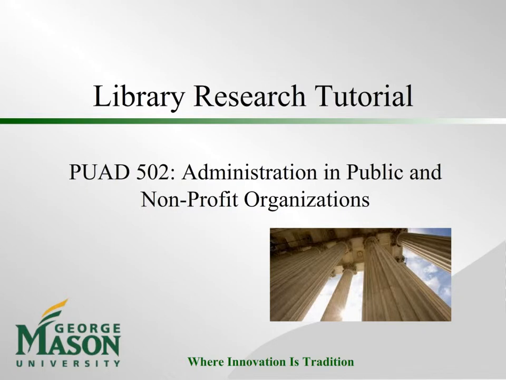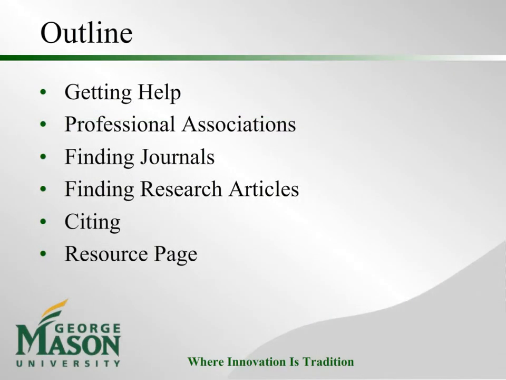This tutorial will introduce you to library resources and services that will assist you in conducting research for your synthesis paper. In this tutorial, you will learn how to get help with research questions, how professional associations can be useful, especially when developing your topic and beginning your research, how they can also be useful for identifying key journals, how to locate e-journals through Mason libraries, and how to find research articles. Finally, we will discuss how to cite your resources.